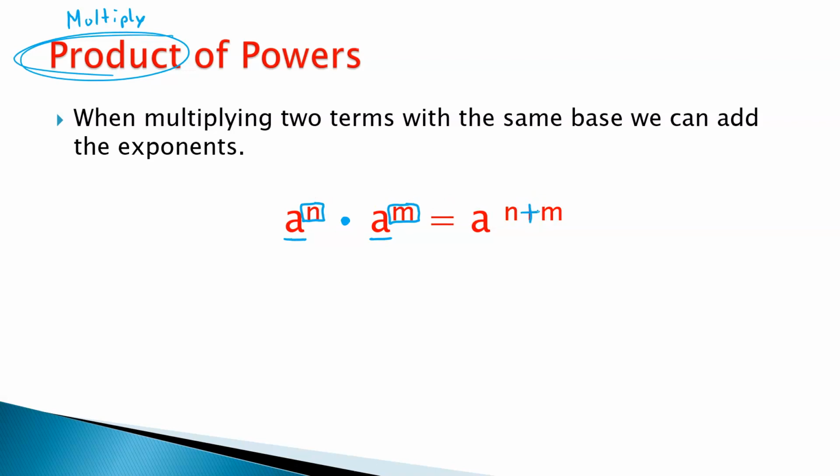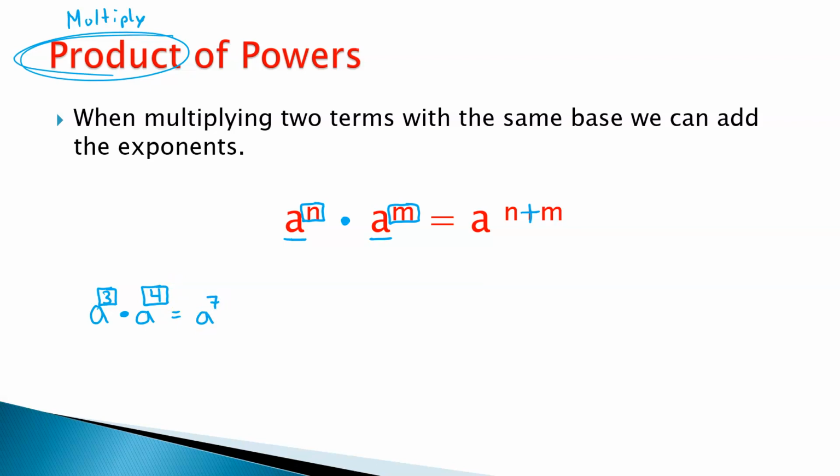Let me give you guys a couple of examples. Let's say we have a to the 3rd times a to the 4th. Well, I realize here that I am multiplying. I have the same base, a and a. So what do I do with those exponents? I can go ahead and add those together. 3 plus 4 gives us 7. This would be a to the 7th power if I wanted to simplify.